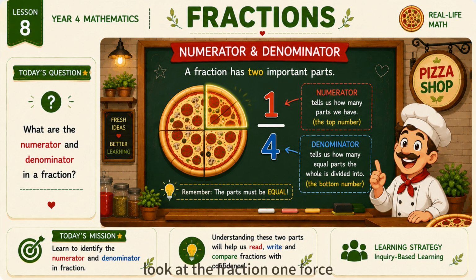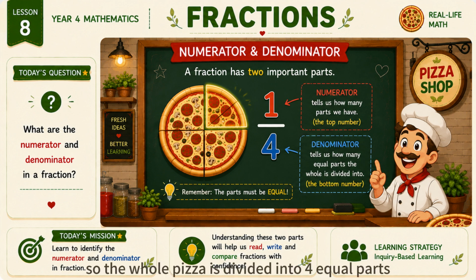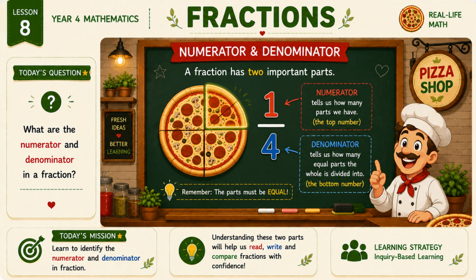Look at the fraction 1/4. The numerator is 1, so we have 1 part. The denominator is 4, so the whole pizza is divided into 4 equal parts. Remember, the parts must be equal. In 3/4, which number is the numerator? Which number is the denominator?